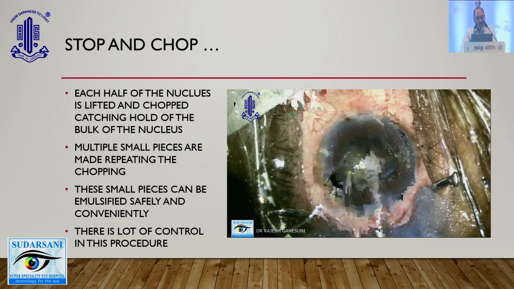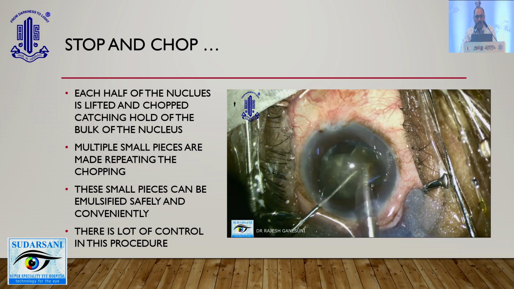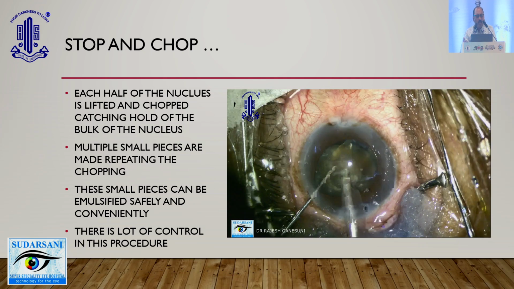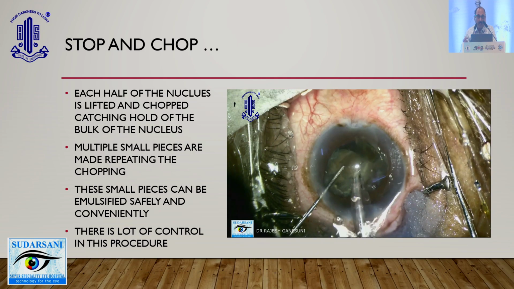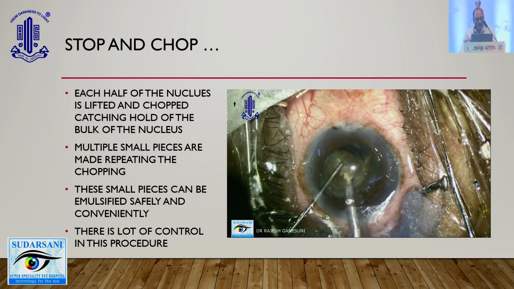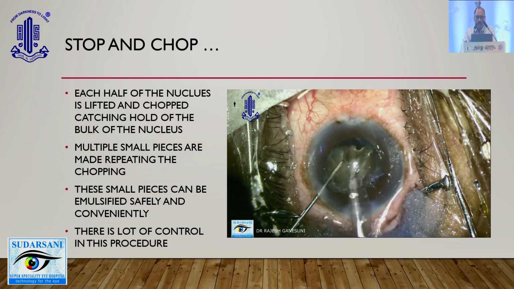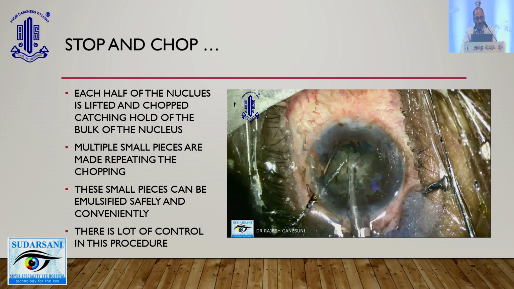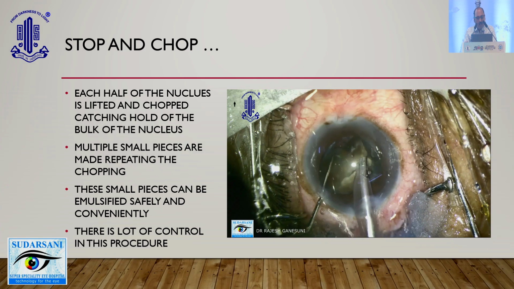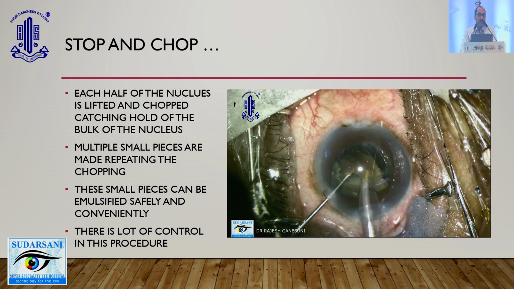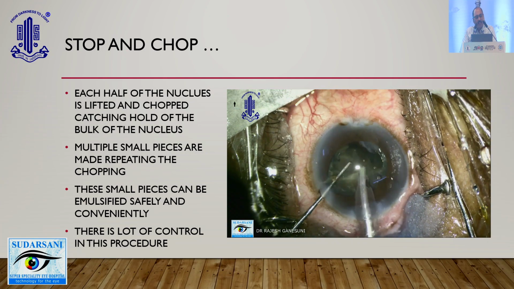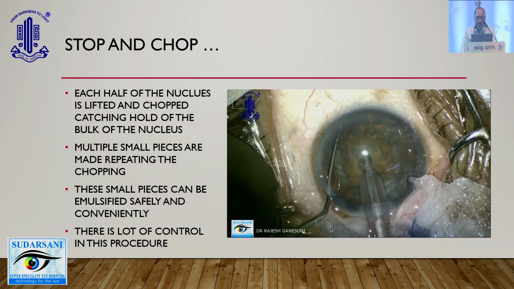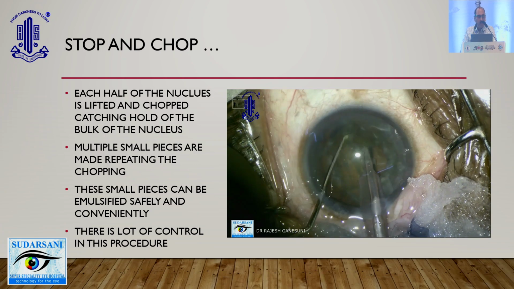Once you get a small fragment which is free from the half of the nucleus, you can either emulsify that small piece immediately, or you can make multiple pieces by repeating this chopping technique, and these small pieces can be emulsified safely and conveniently. Again, your second instrument should help retain or contain the nuclear pieces at the pupillary plane or at the rhexis plane, and not allow these pieces to touch the corneal endothelium.